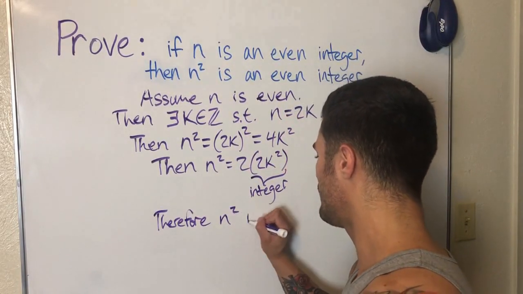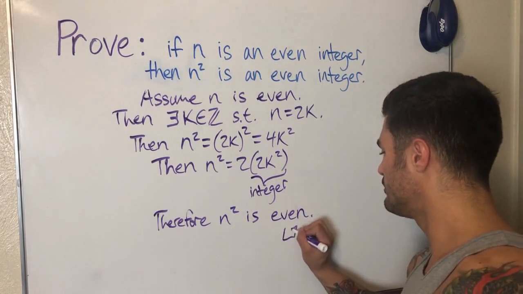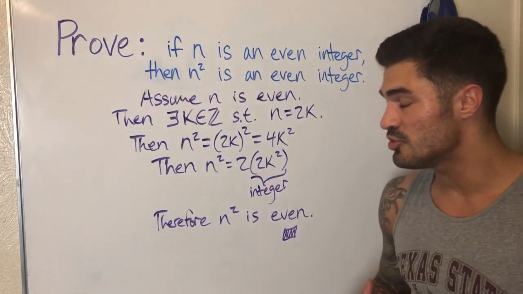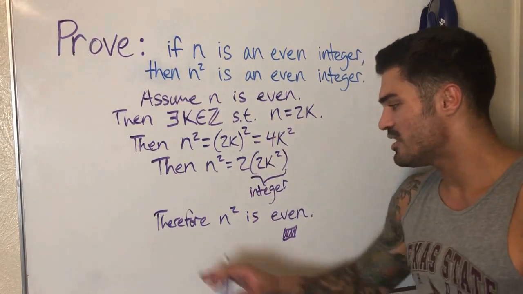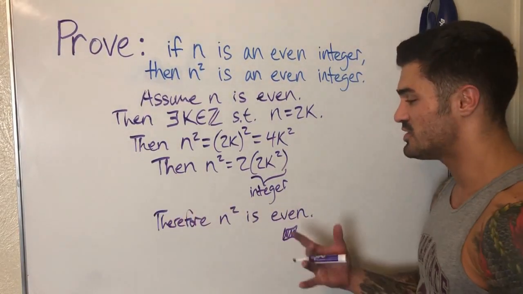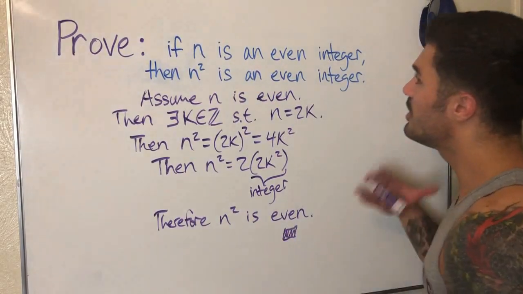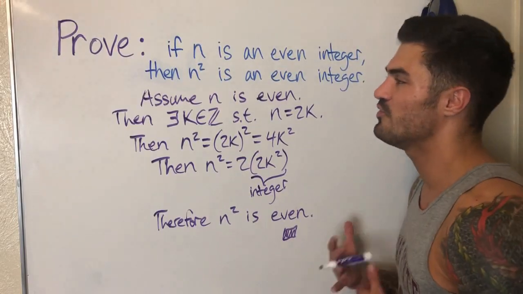Therefore, n squared is even. And we use this little box to show, hey, we killed it. So let's recap. We assumed p was true. We used the definition of even. We did two little steps in algebra. And then we said, therefore, n squared is even. That means we showed that if p is true, it guarantees that q is true. Therefore, the proof is done, and the whole conditional statement we have proven to be true.